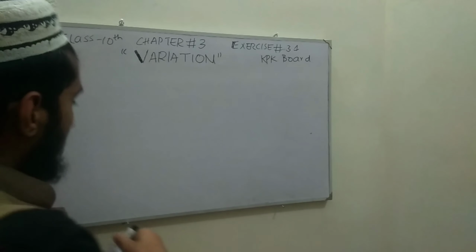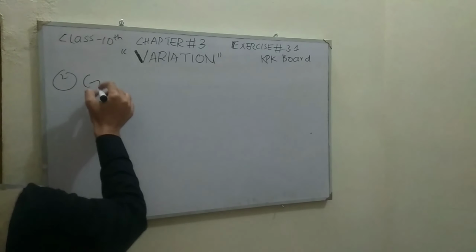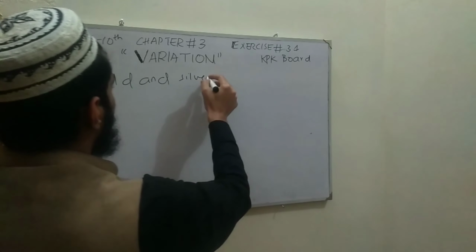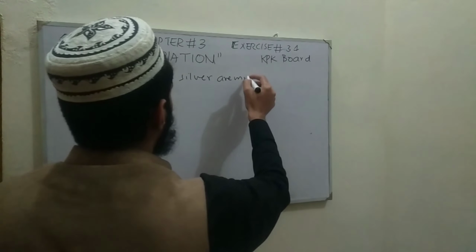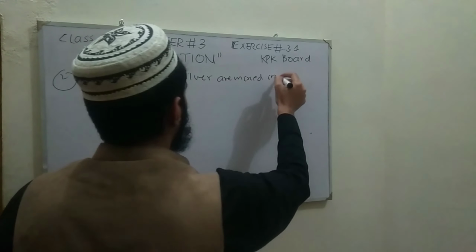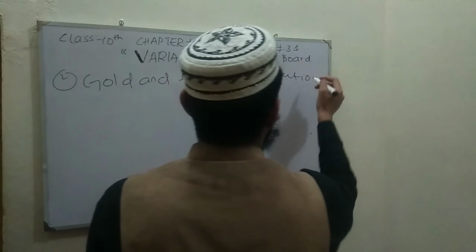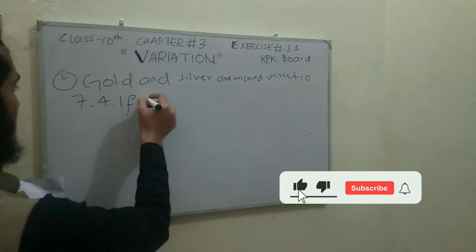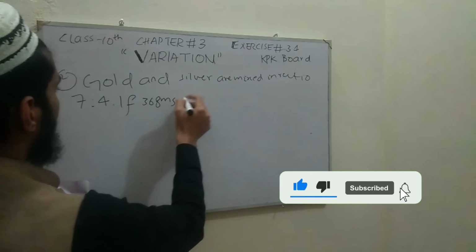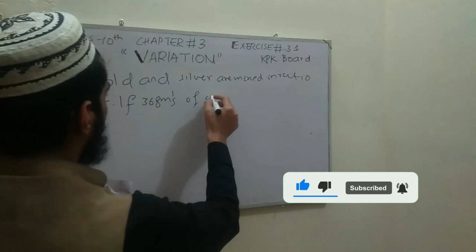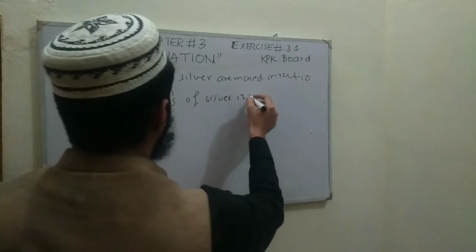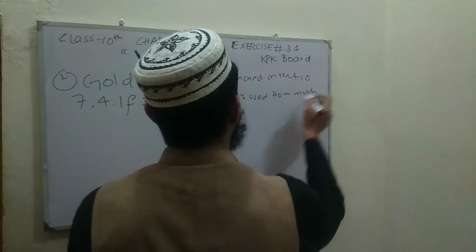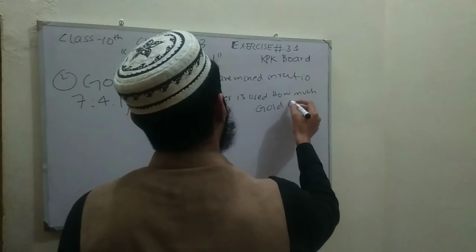Question number 2 tells that gold and silver are mixed in the ratio 7:4. If 36 grams of silver is used, how much gold will be used in this mixture?